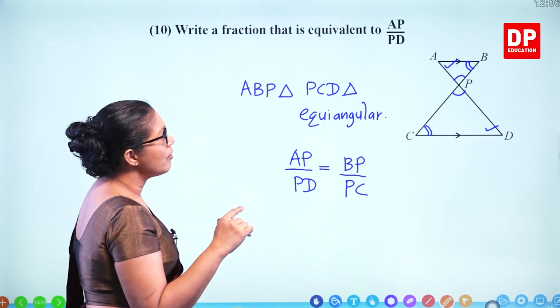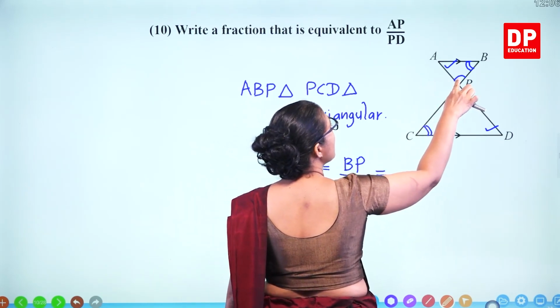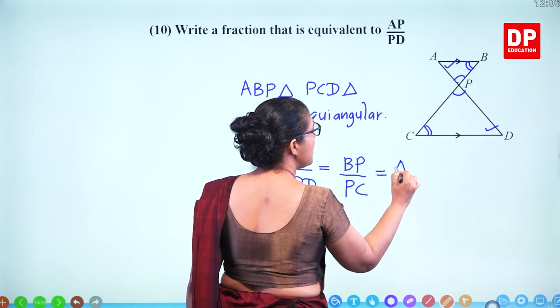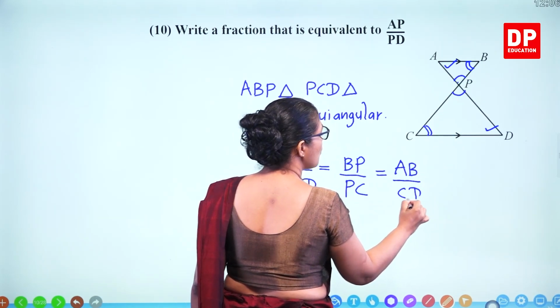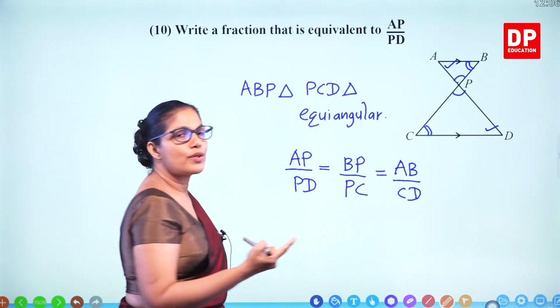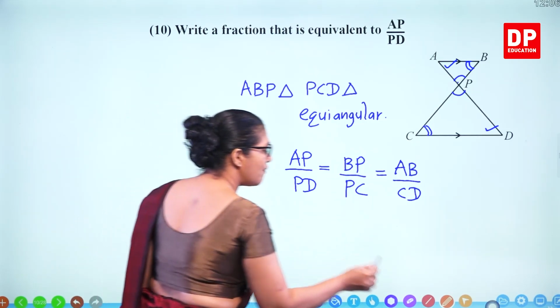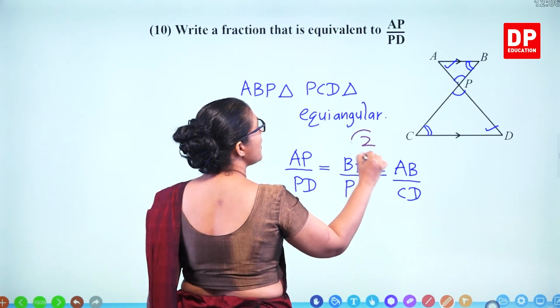Or you can take this side, P angle. If you take P angle, opposite to that is AB. In this triangle, opposite to this is CD. So you can either write this one or this one to get the 2 marks. Only one you can write. So 2 marks for that.